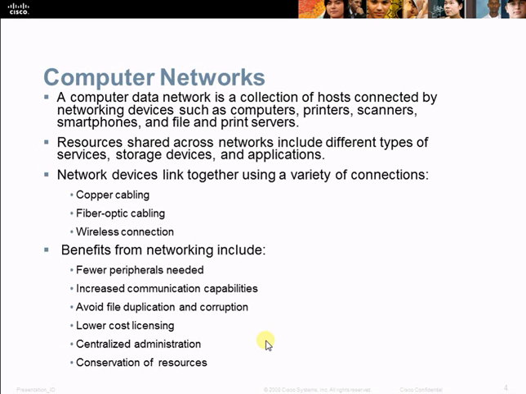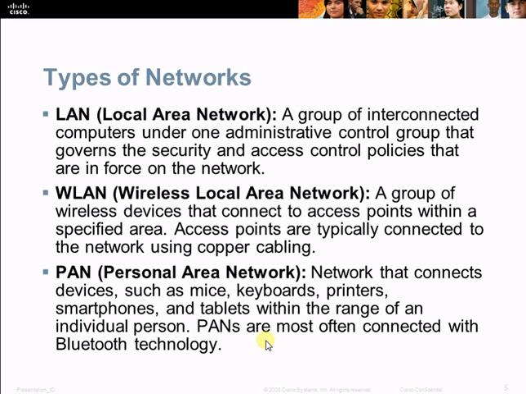So we have three main types. Well, these are three initial types that we can talk about. We have the LAN, which is our local area network, and it's usually a local group connected within one particular area. We have our WLAN, which is our wireless local area network, and it functions a lot like our LAN. And then we have our PAN, which is our personal area network. This is something new they really talk about in the Cisco IT Essentials.